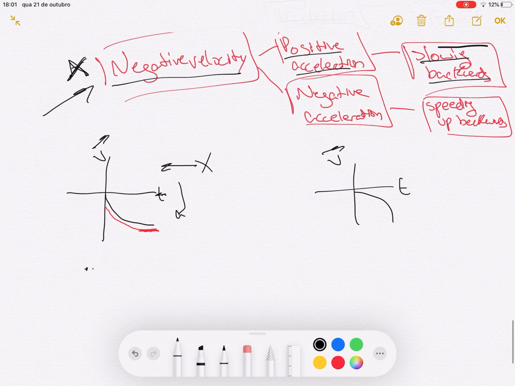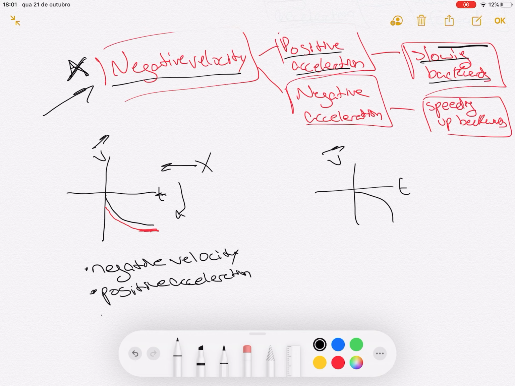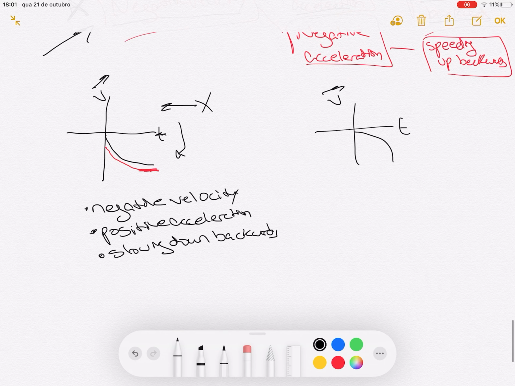So this graph has a negative velocity because the line is below the x-axis, a positive acceleration, and it is slowing down backwards, which also means it is decreasing.